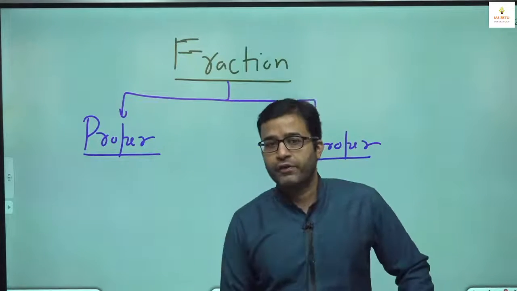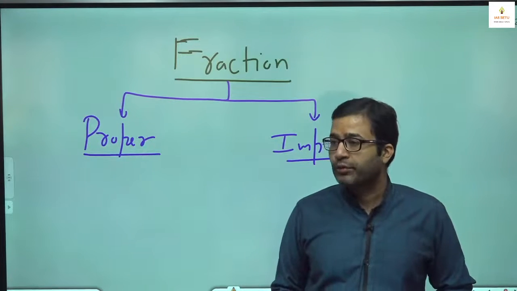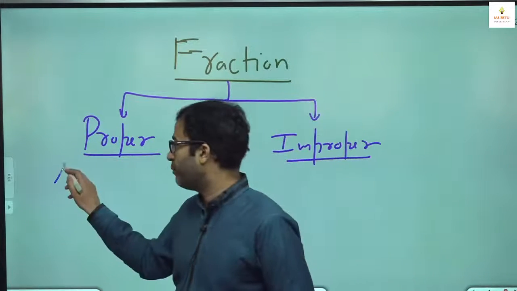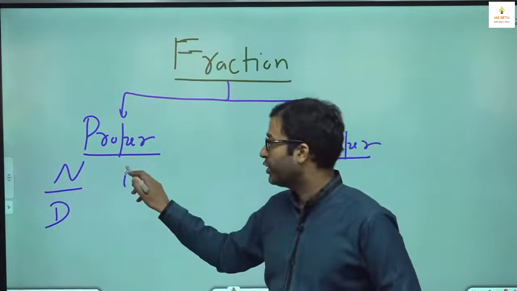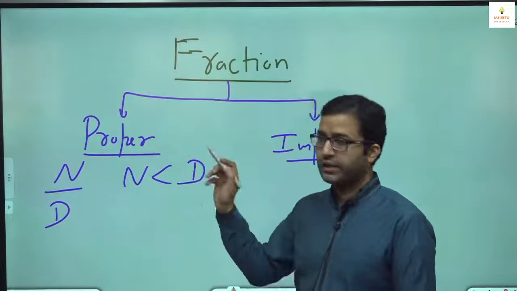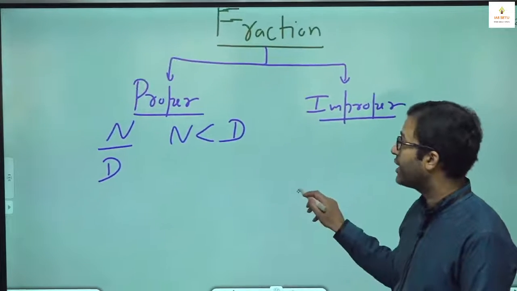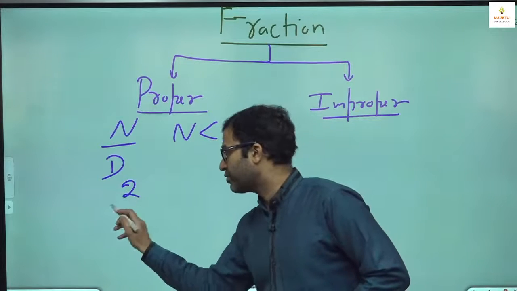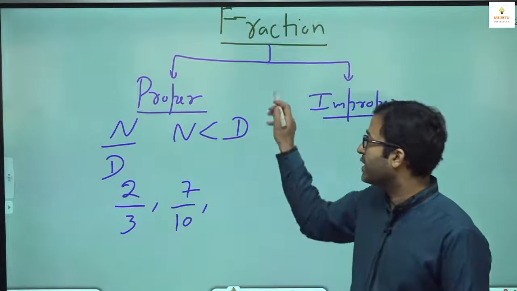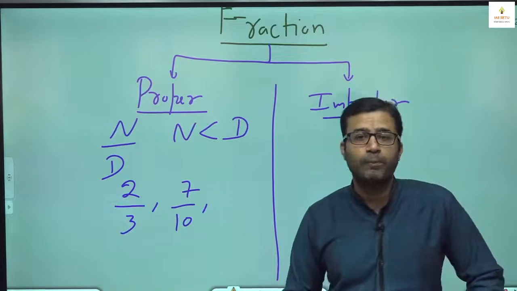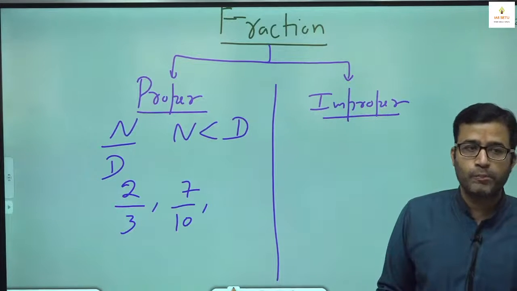Okay. Offline students, tell me what is proper fraction. Numerator is less than denominator. Fractions are numerator by denominator. Proper fractions are those where numerator is less than denominator. Like I give you examples, 2 by 3, 7 by 10, or any similar fraction are called proper fractions.